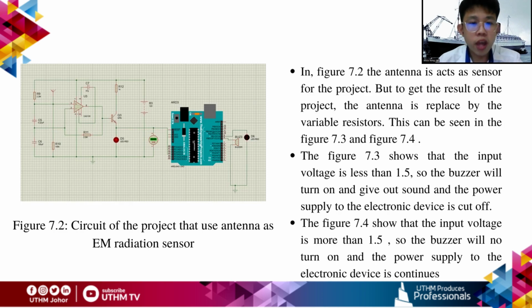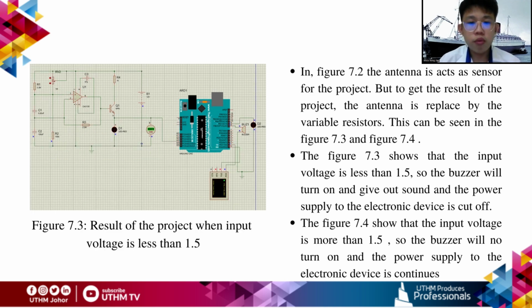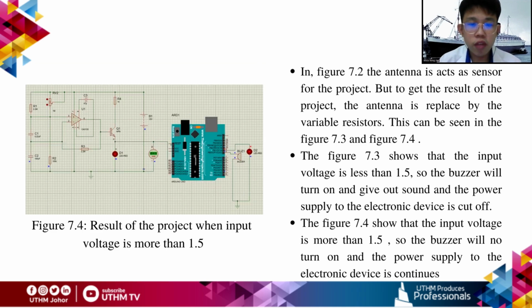In Figure 7.2, the antenna acts as the sensor for the project. But to get the result of the project, the antenna is replaced by a variable resistor. This can be seen in Figure 7.3 and Figure 7.4. Figure 7.3 shows that the input voltage is less than 1.5, so the buzzer will turn on and give out sound and the power supply to the electronic device is cut off. Figure 7.4 shows that the input voltage is more than 1.5, so the buzzer will not turn on and the power supply to the electronic device is continued.